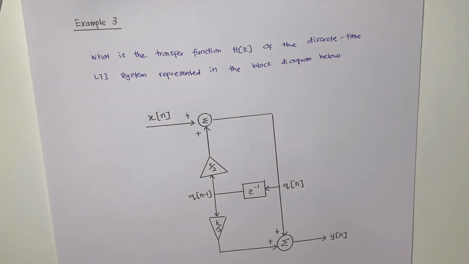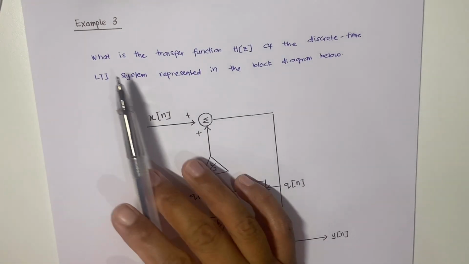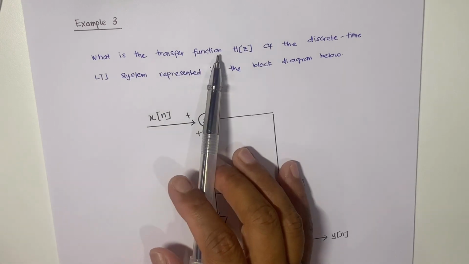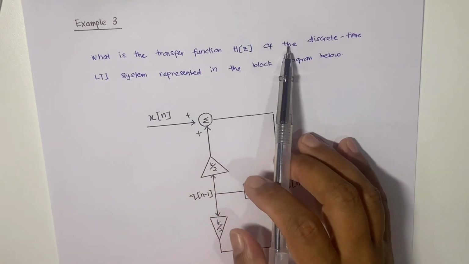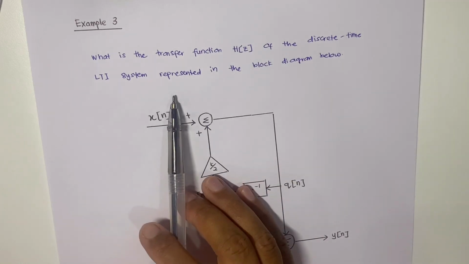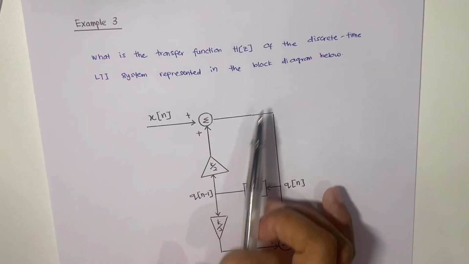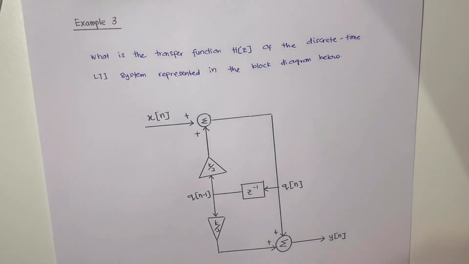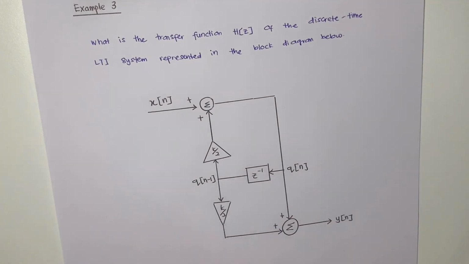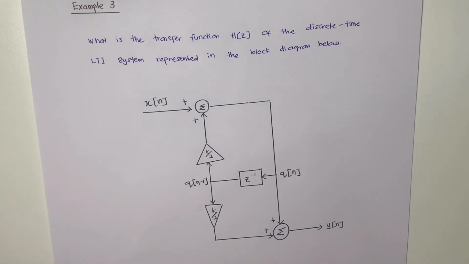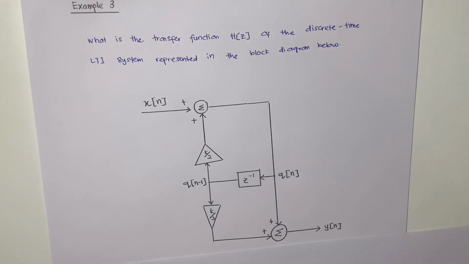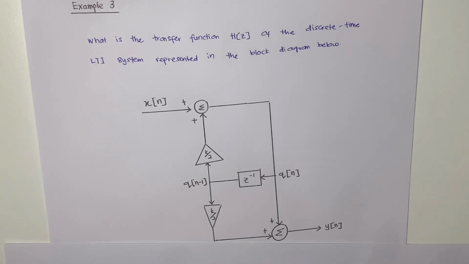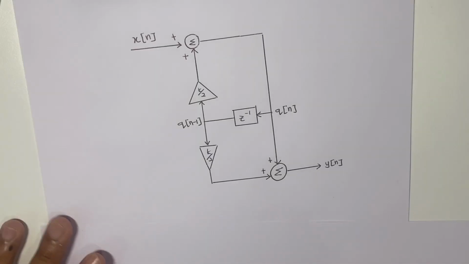Okay, now we go to example 3. The question asks you to find the transfer function H(z) of the discrete time LTI system represented in the block diagram below. Okay, this is the LTI system. So you need to find the H(z). How can you find the H(z)? I believe that you feel it is difficult, but you can draw it again based on your understanding.